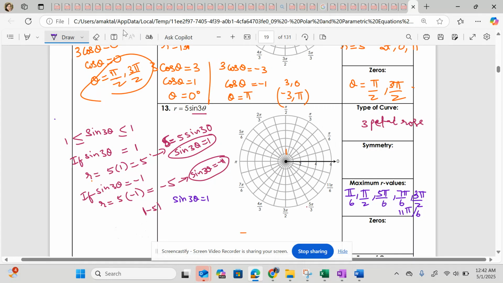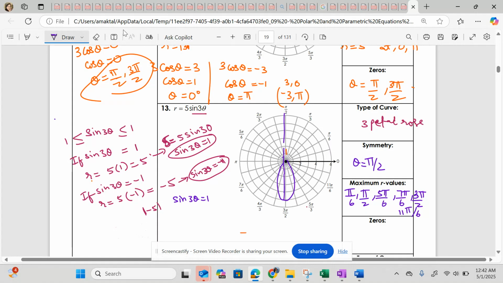And the symmetry is a line symmetry, so it's a pi by 2 symmetry. Theta is equal to pi by 2. That means it's going to be symmetric about this axis. And we have 3 such petals. So if you actually plot these by plugging in these values, you will get something like... no, not on this axis. Sorry, it doesn't have this axis symmetry. It will definitely have this axis symmetry.